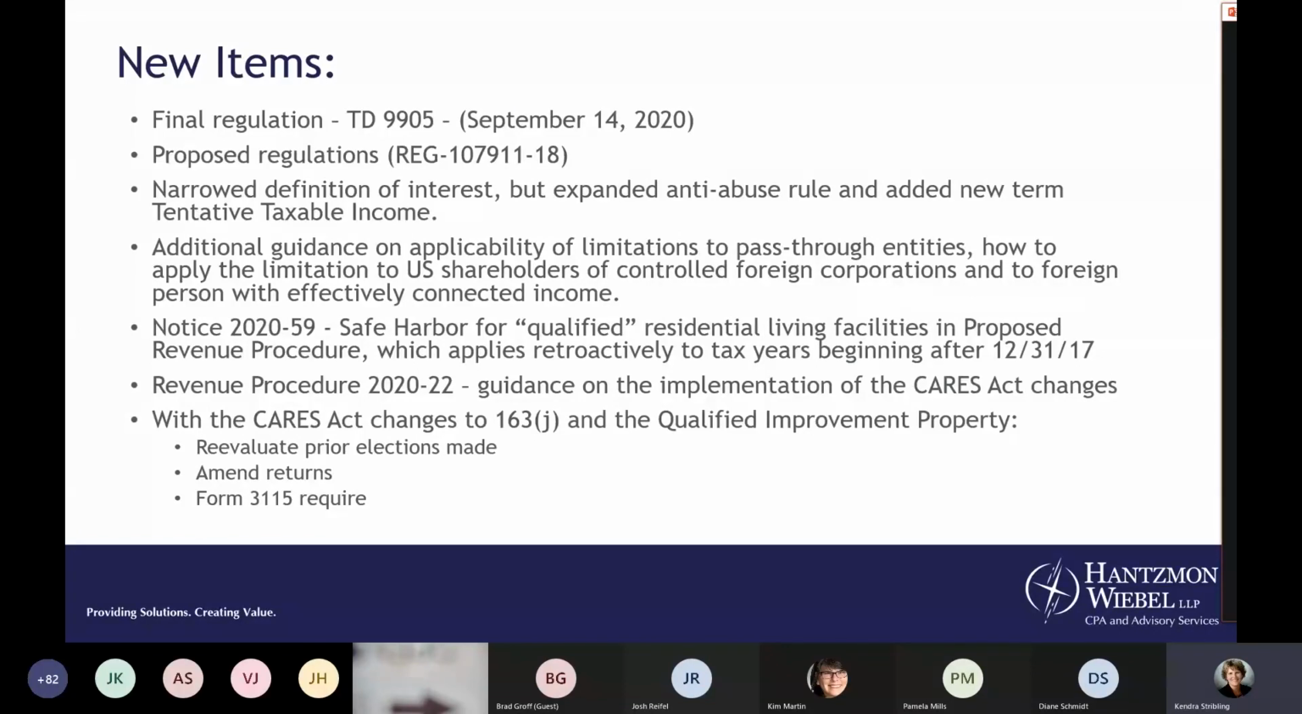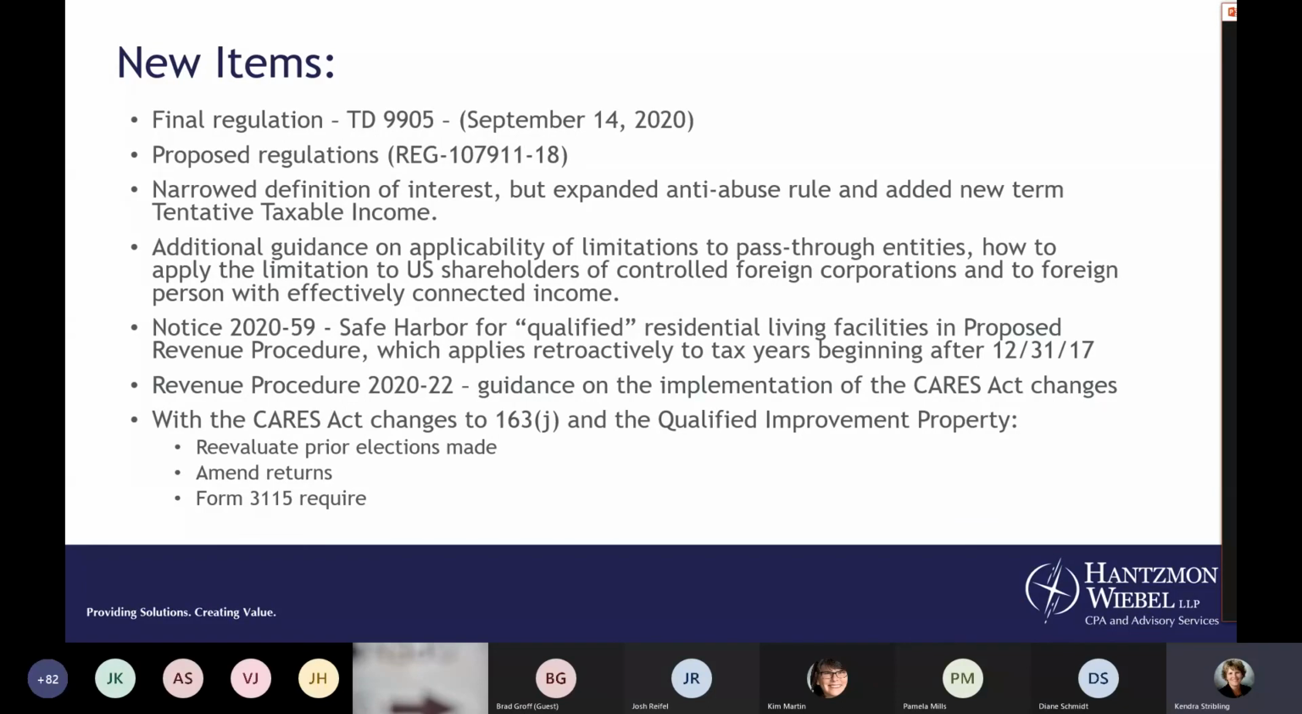So both final regulations and proposed regulations were released on July 28, 2020. The final regulations were effective September 14th. Taxpayers may apply regulations early or may apply the proposed regulations from 2018, but either option must be consistently applied. The final regulations provided a narrowed definition of interest and excluded certain items such as commitment fees, debt issuance costs, and guaranteed payments for the use of capital.